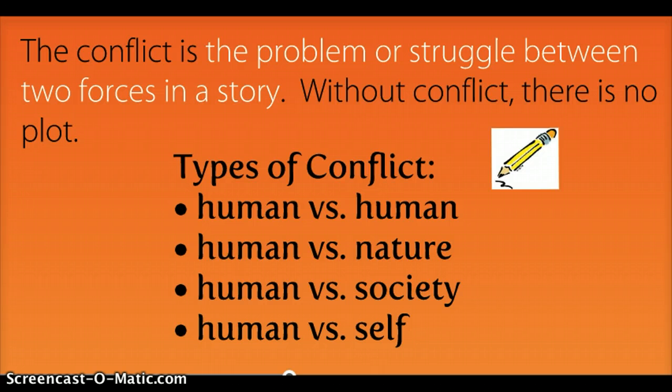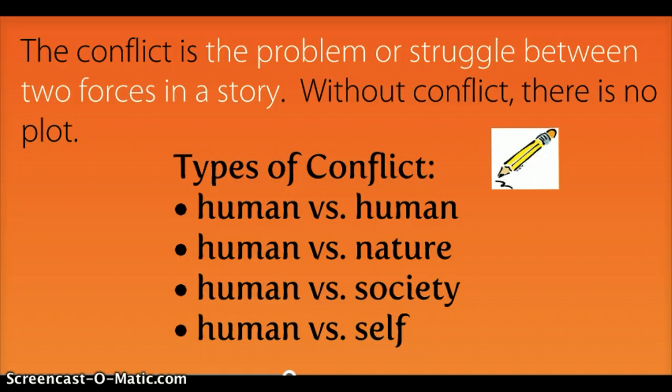These are those stories where a group of people are trying to survive out in the wilderness, or maybe they are in the middle of a huge storm and they're trying to survive the storm, or they're experiencing a tsunami, those kinds of things where something in nature is making it difficult for a person or a group of people to survive. Human versus society, these are your stories like Hunger Games, where you have a group of people that are fighting against the social structure where they live.